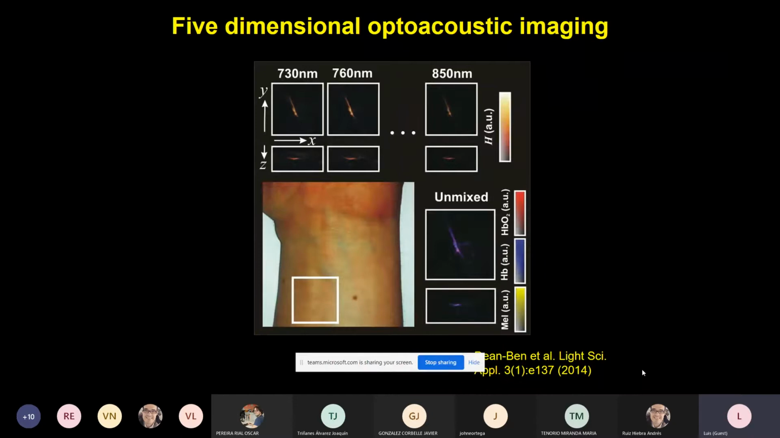Why does it provide such an amount of information? Well, we like to say that optoacoustics is a 5-dimensional imaging modality. So we have 5 different dimensions to provide information. And this is illustrated, for example, in this image here.